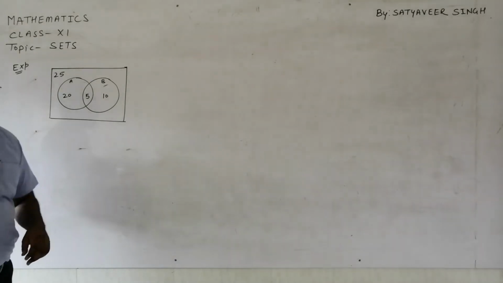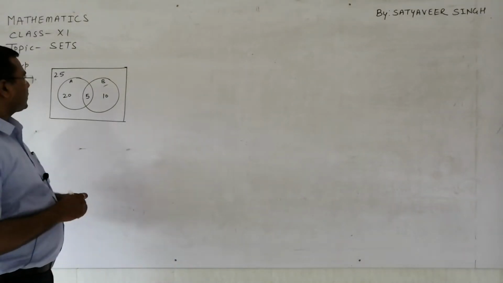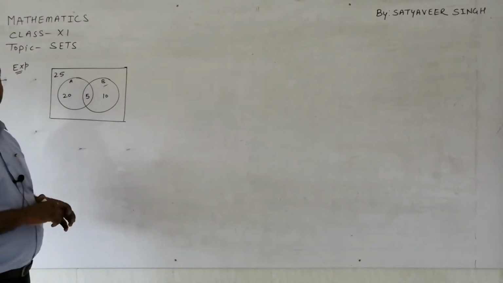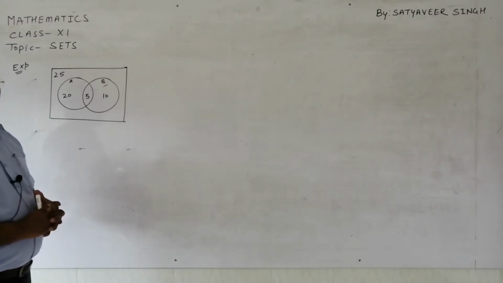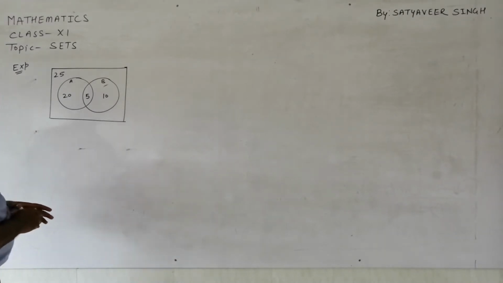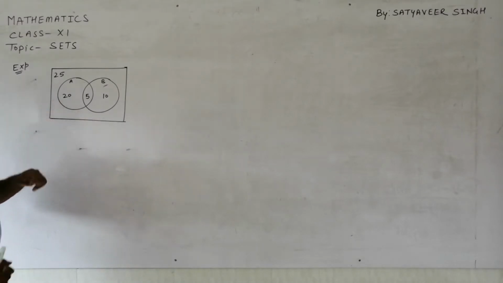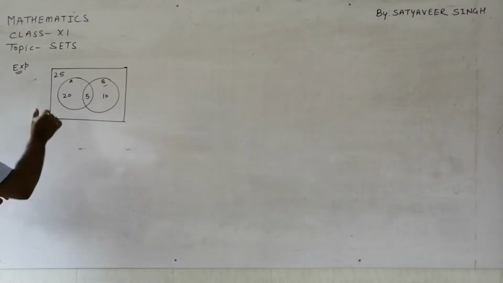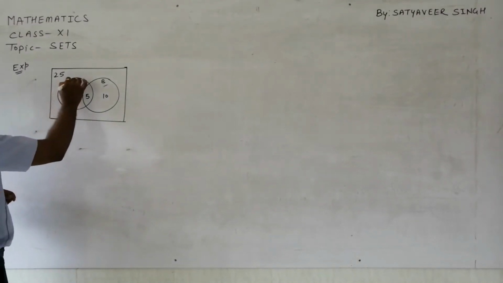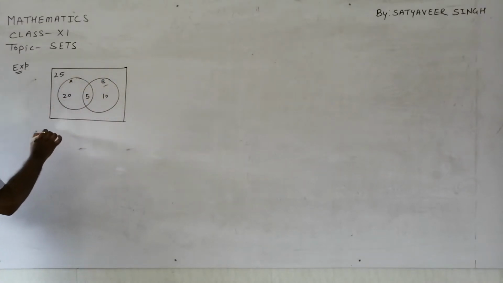Hello student, I'll discuss with you now one question related to the application of the sets notation and Venn diagram. Suppose the question says there are 25 students in a class. Out of these 25 students, 20 students opted. Here I have taken A and B two sets. So I am saying there are total 25 students.